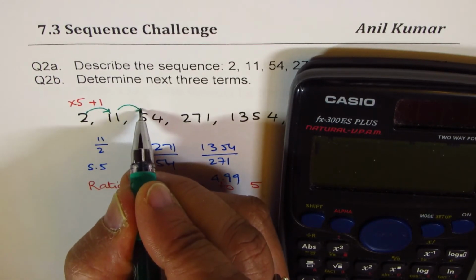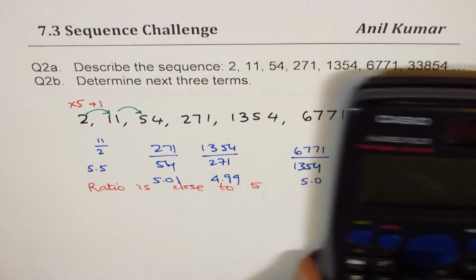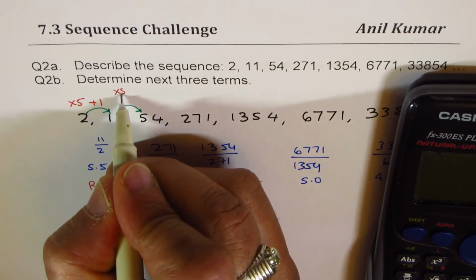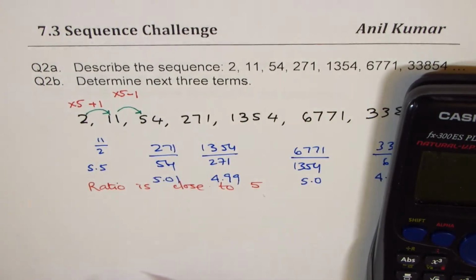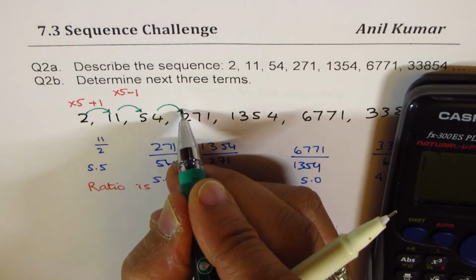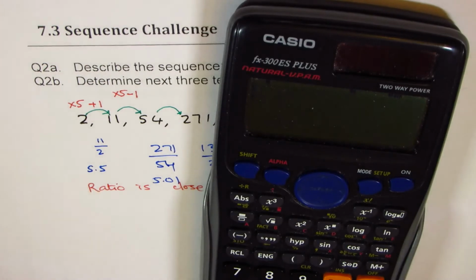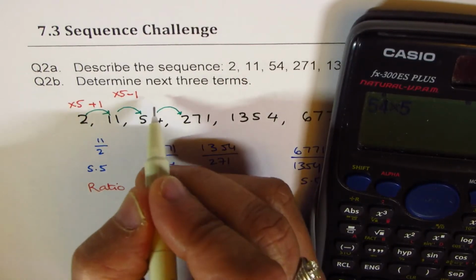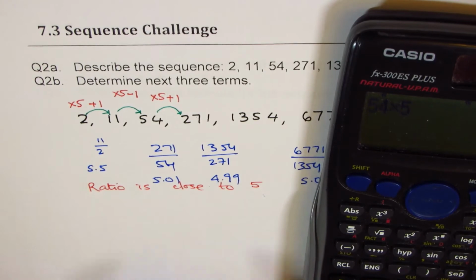Now, how do I get to this? Well, this time, if I do times 5, I get 55. To get 54, I have to do minus 1. Okay, let's try the next one. But still, they are kind of related, right? So now let us do 54 times 5. We get 270. So this time times 5 plus 1 is 271.